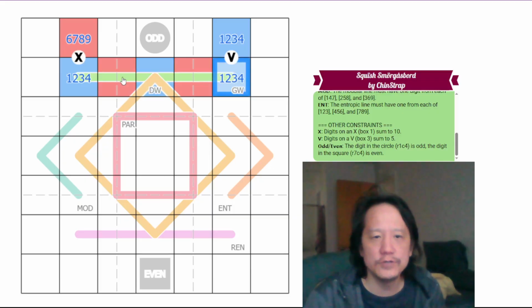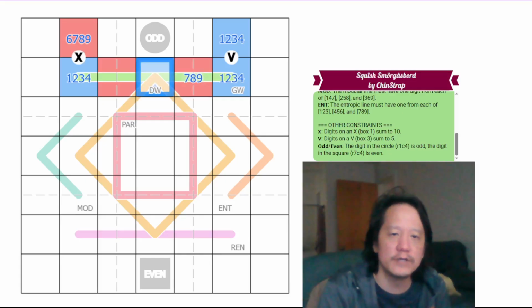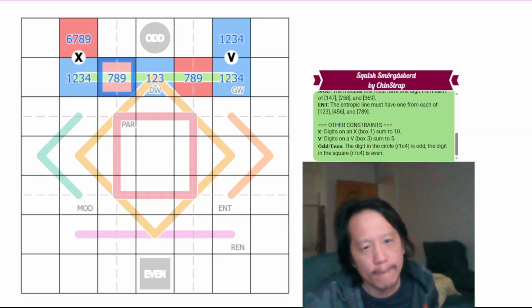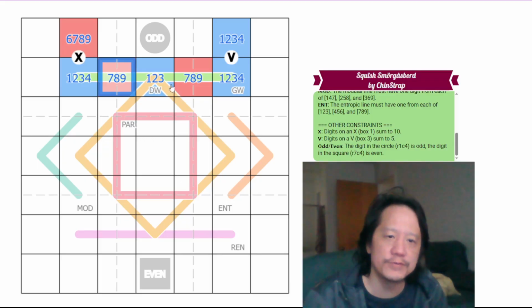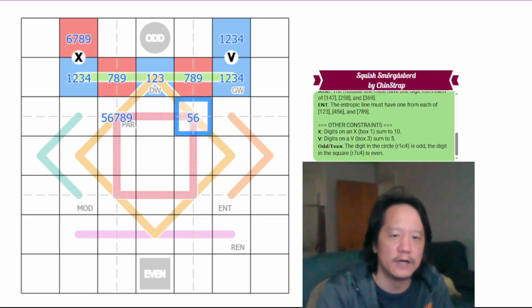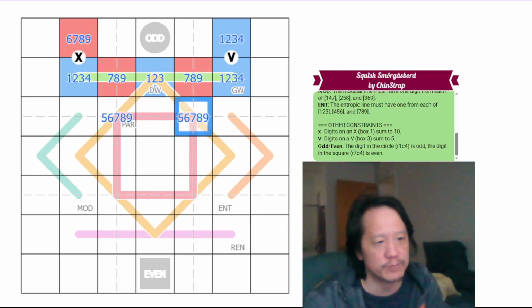This is next to 2 unique digits on a Whisper 5 line, so it's 7, 8, or 9. Same here, this is 1, 2, or 3. This must be then 7, 8, 9 here. 1 through 3 has to be next to 5, 6, 7, 8, and 9 on a Whisper 4 line, or a Dutch Whisper line.